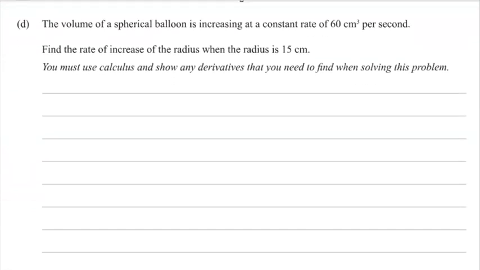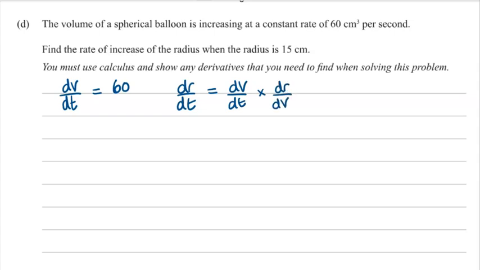Part D is a rates of change question. So we've got the volume is increasing at a constant rate. So the rate it's increasing over time, dV by dt, is 60. We want to find the rate of increase of the radius. So we need to work out dr by dt. So if we start with the thing we know, dV by dt, to turn that into dr by dt, we need a dr on the top and a dV on the bottom so that that cancels to dr by dt. So we need to be able to find dr by dV. We need a formula that links V and r together.